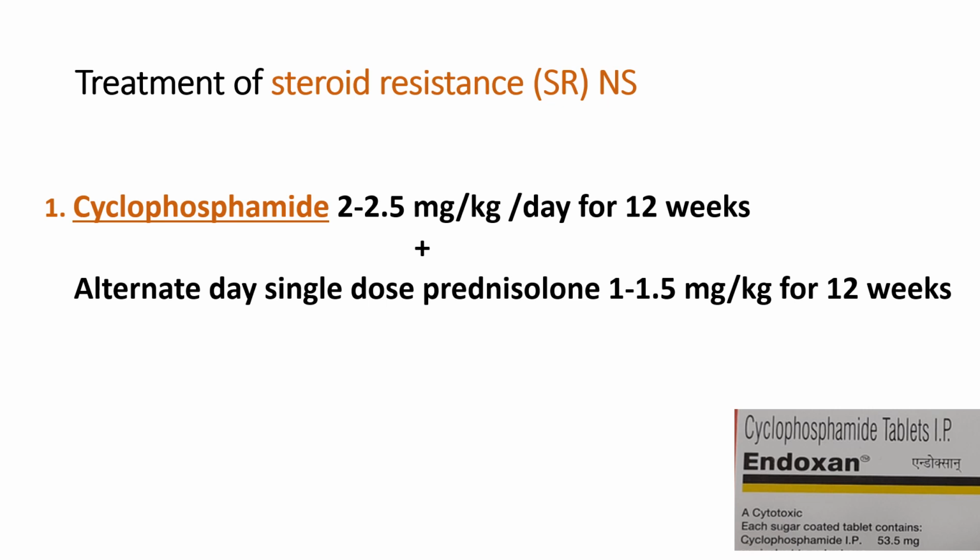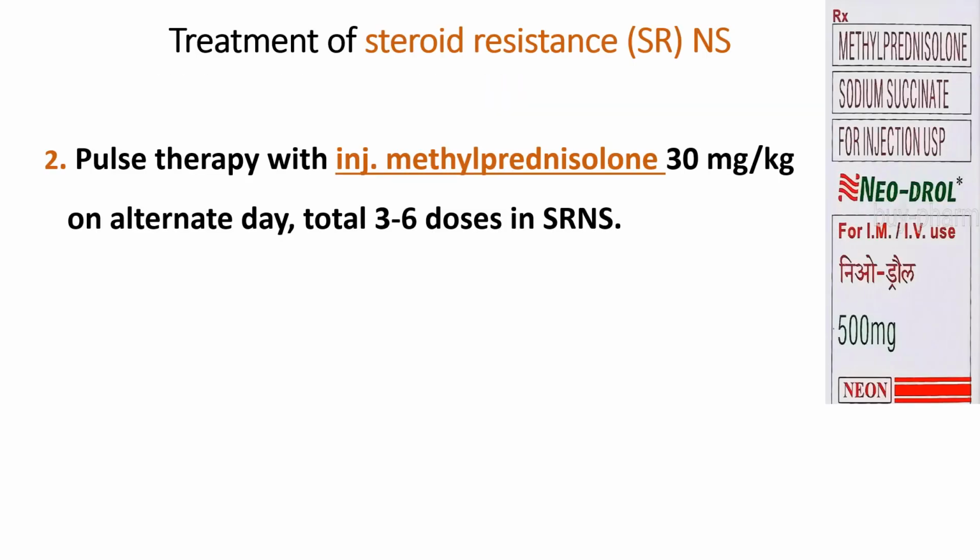In this, we have to start the cyclophosphamide orally 2 to 2.5 mg per kilogram per day for 3 months with the alternate day prednisolone therapy. If child is not responding to this, then we can give the injectable methylprednisolone 30 mg per kilogram pulse therapy on alternate day. Total 3 to 6 doses in steroid resistant nephrotic syndrome.